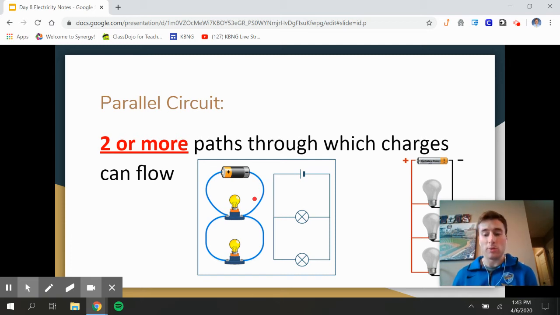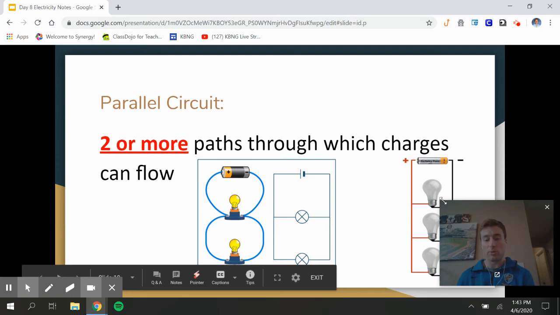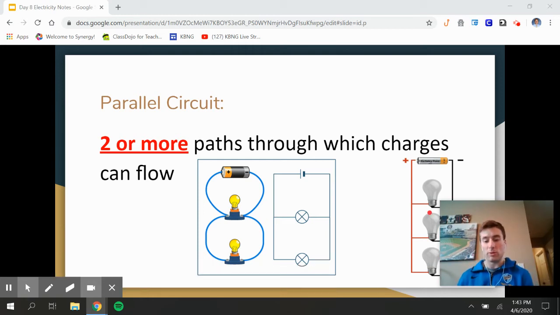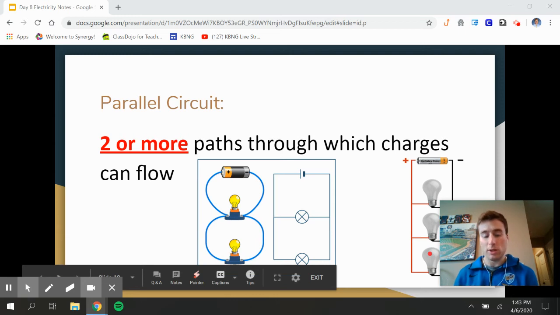If you look at the one on the right, there are actually three pathways. So you can have the very first pathway through that first light bulb. You can have the second one through the second light bulb, and obviously the third through the third light bulb. Those all produce different channels or different circuits for the electrons to flow.